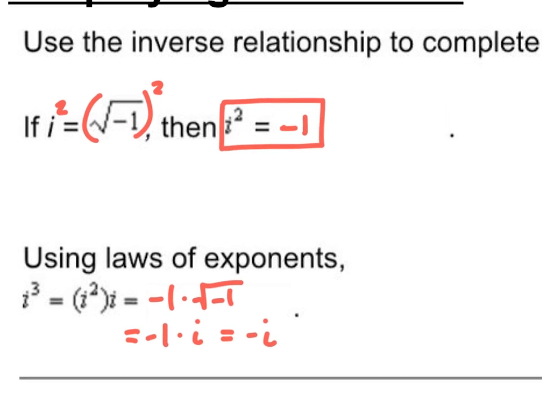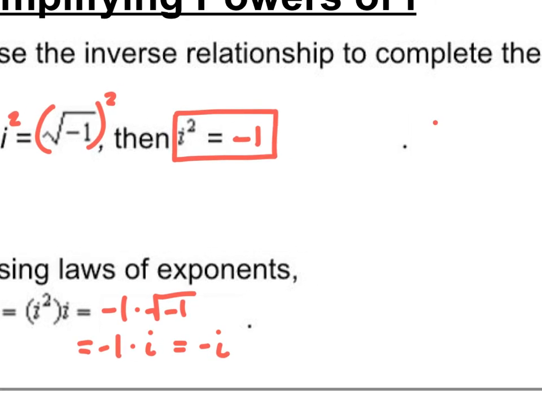So what we have is that i is equal to the square root of -1. We've got i squared is equal to -1, and then we've got i cubed, which is equal to -i. So what about i to the 4th?